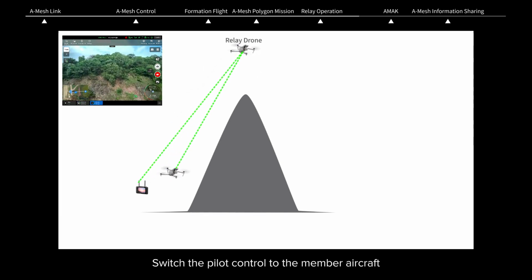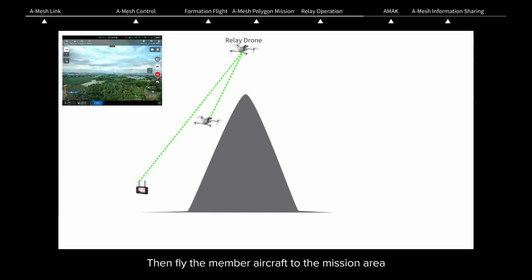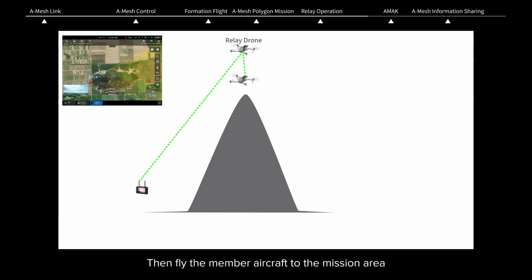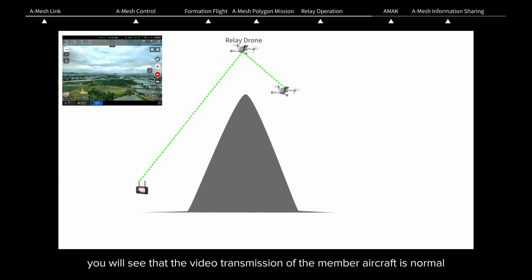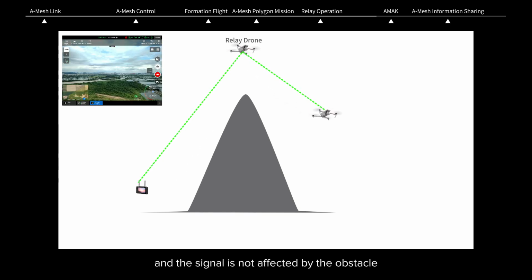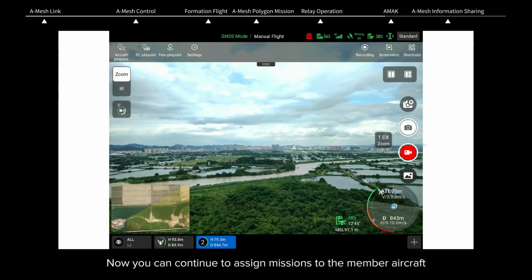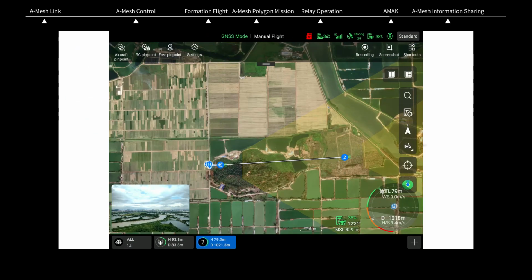Switch the pilot control to the member aircraft. Then fly the member aircraft to the mission area. You will see that the video transmission of the member aircraft is normal, and the signal is not affected by the obstacle. Now you can continue to assign missions to the member aircraft.